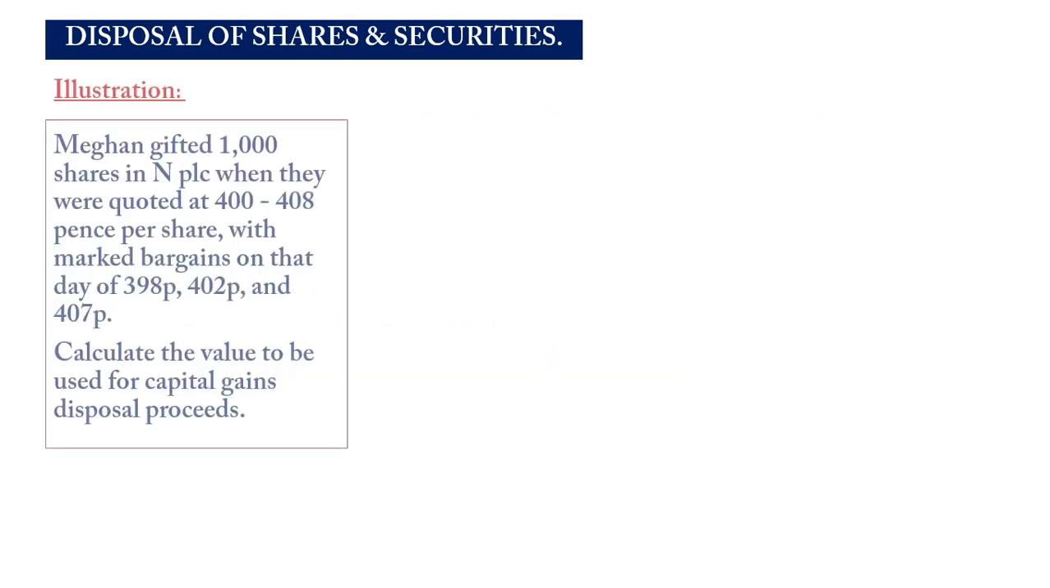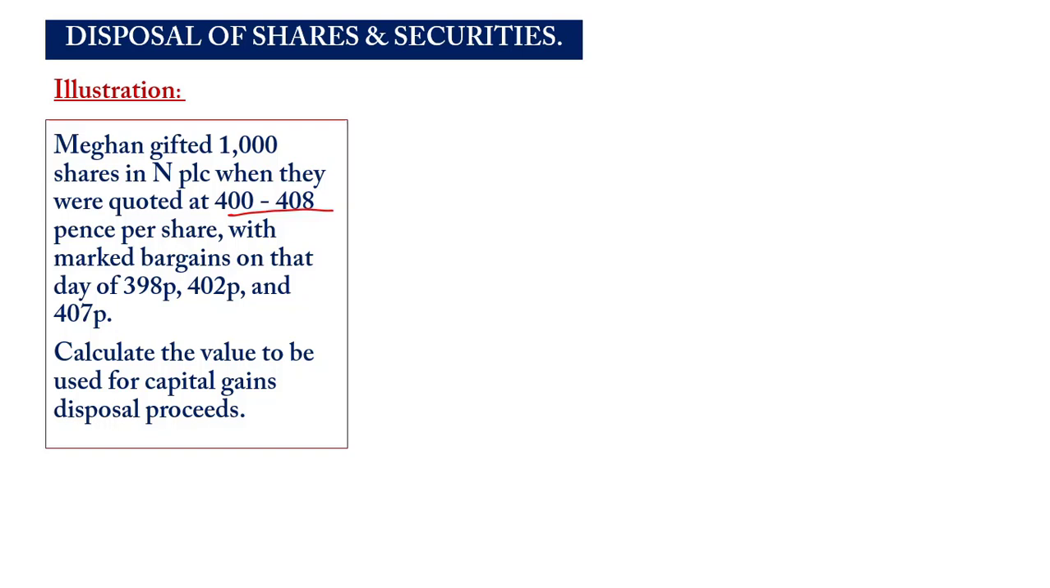Okay, so in an illustration, Megan gifted 1,000 shares in NPLC when they were quoted at 400 to 408 pence per share, with marked bargains on that day of 398p, 402p, and 407. So this one is not relevant in capital gains purposes. It's essential when you go to inheritance tax. So don't bother yourself on this. What we need to focus our attention on is this. So you're supposed to calculate the value to be used for capital gains disposal proceeds.